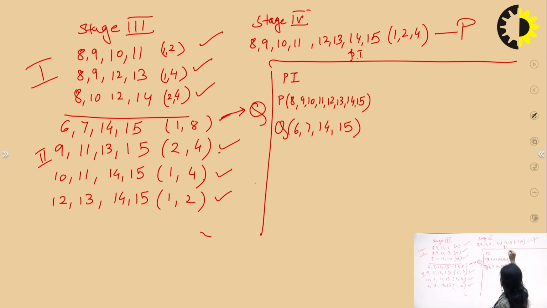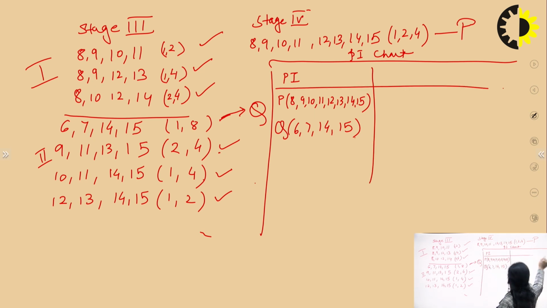This is our PI chart. In this PI chart, here we will write prime implicants and here we will write minterms. We will consider only the minterms which are given to us, that is 6, 7, 8, 9. We don't consider the don't care terms here in this prime implicant chart. From here we can find which prime implicant covers 8 and 9. The first one is covering 8 and 9 and the second one is covering 6 and 7.